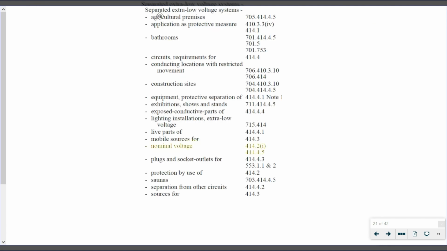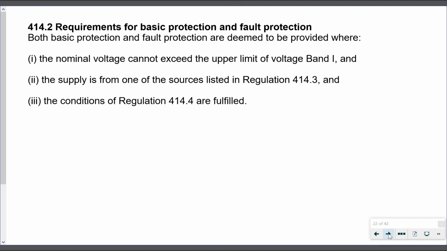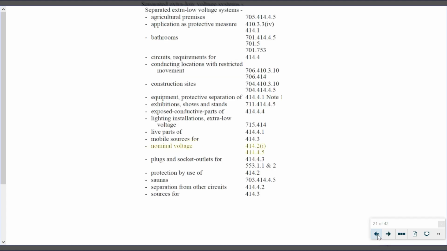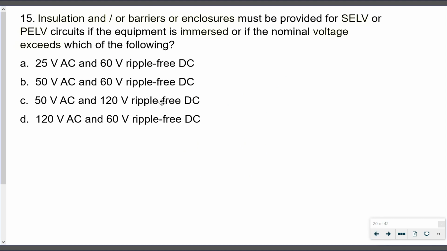So if we get into separated extra low voltage, down here in separated extra low voltage systems, we've got nominal voltage, 414.2.1 and 414.4.5. Sorry, 414.2.1, section 1. So remember, we're looking for the immersion and different voltage levels. So 414.2.1 just tells you it's the upper limit, shouldn't exceed the upper limit of voltage band 1. Okay, so that's 50 volts AC, 120 volts DC. So that's an answer there.